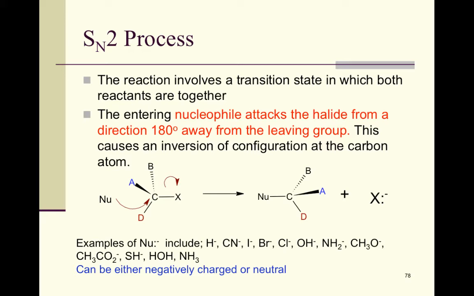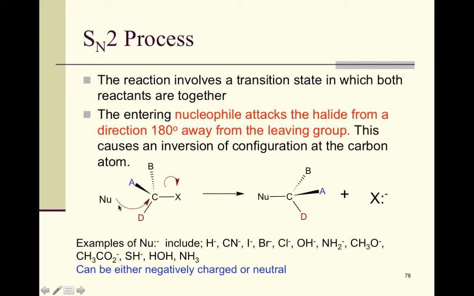This requires the entering nucleophile to attack the halide from a direction 180 degrees away from the leaving group. This causes an inversion of the configuration at the carbon atom. Our nucleophile comes in 180 degrees away, so it actually attacks straight in. But remember, when we're showing a mechanism, we have to use curved arrows to show that two electrons are coming in. So that's why a curved arrow is used here. But it's actually a 180-degree attack opposite our halogen.